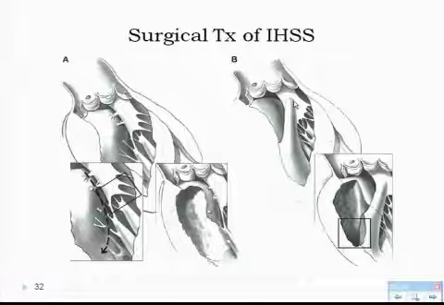This is a pretty major operation, as you can imagine, with significant complication rates, because what's right down underneath here? The bundle branches. So you might get knocked out a left bundle, or you might do a complete bundle, and you get complete heart block. So a lot of the times these people might need a pacemaker as well.